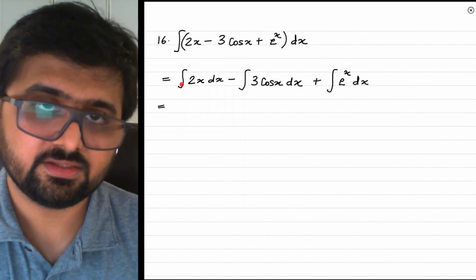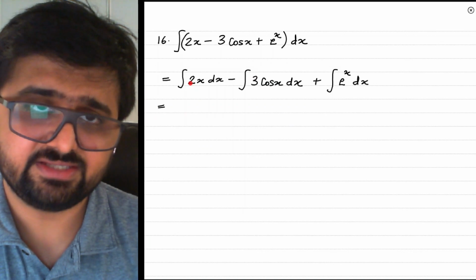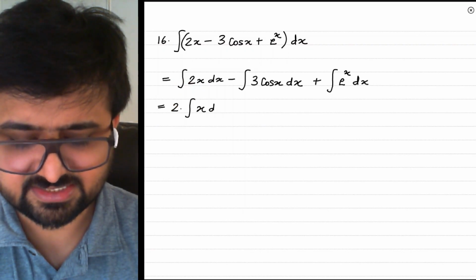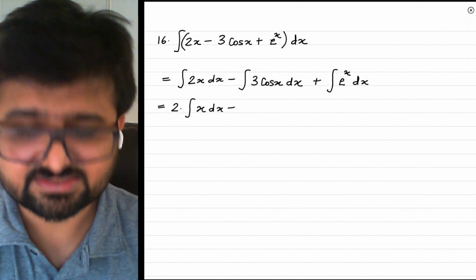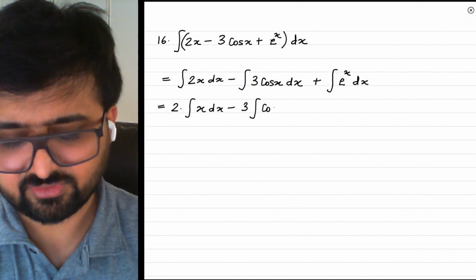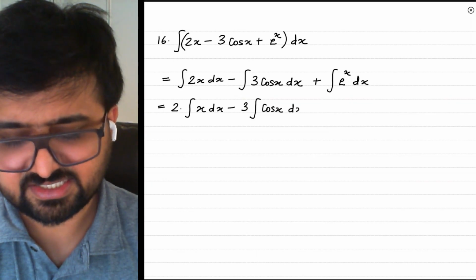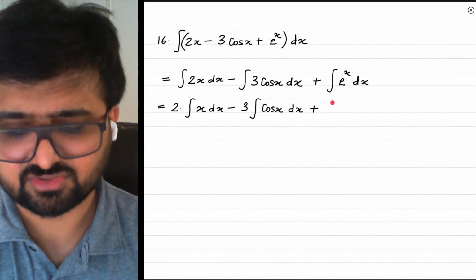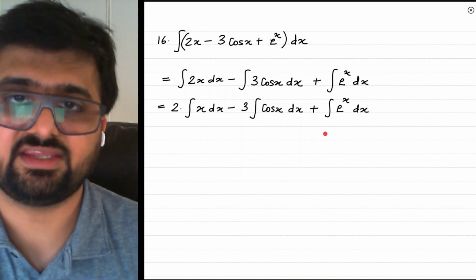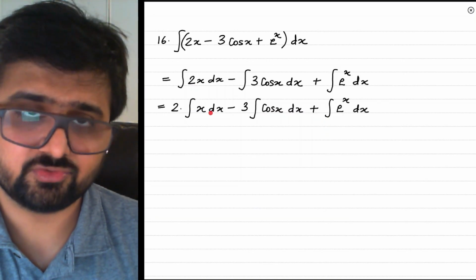Okay. Now take those constants out. Take that 2 out and you are left with 2 integral of x dx minus, take that 3 out and you are left with 3 integral of cos x dx plus, there is no constant here, so you just write integral of e to the power x dx.